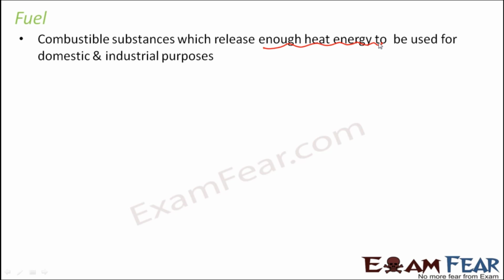For example, the energy that is generated by burning coal is utilized in several thermal plants to generate electricity, right? Similarly, the energy that is generated out of petroleum, whether it is petrol or diesel, is used to run vehicles. So that means the energy is huge enough to be used for different purposes. Those kinds of combustible substances are fuels.